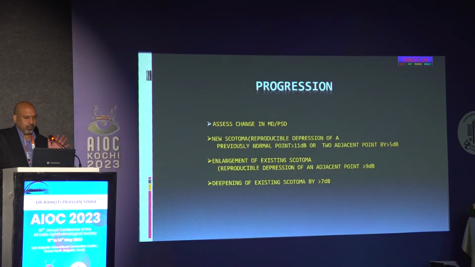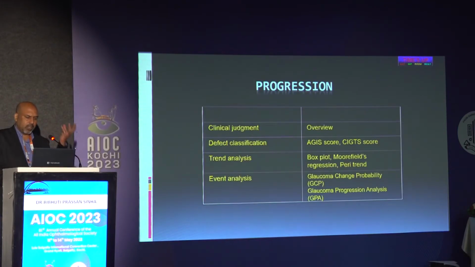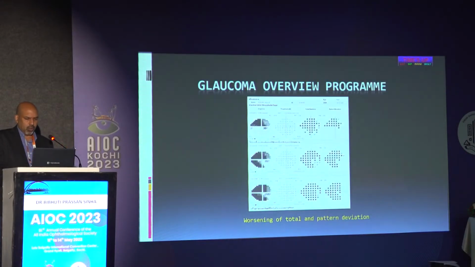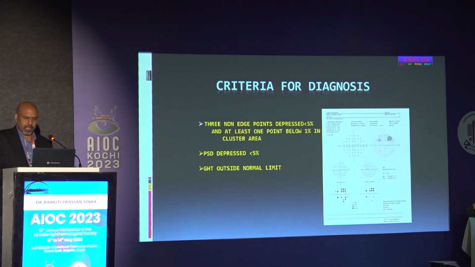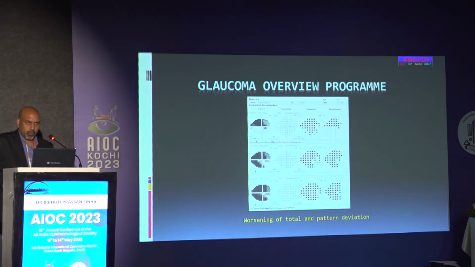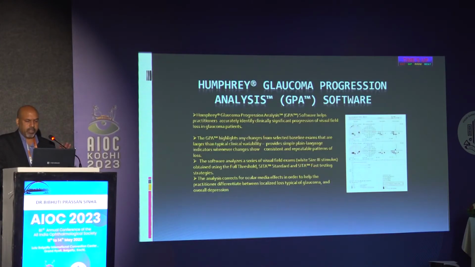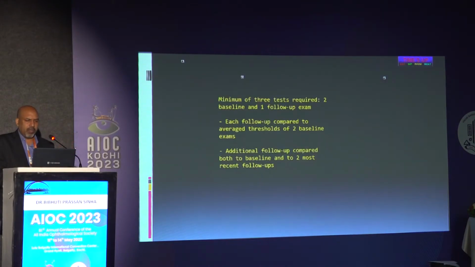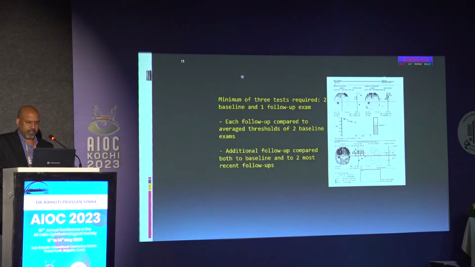Progression means whether the progression is in the size, whether the progression is in the depth. So there are various patterns. One is basically when you do a glaucoma overview program, if you have multiple tests, just place them before yourself and see what is happening to the total deviation and the pattern deviation plot. It is going to give you information, or GPA or VFI is going to give you information, but that requires multiple tests on the same machine. Then only the machine can basically detect what is happening to the patient's visual field.